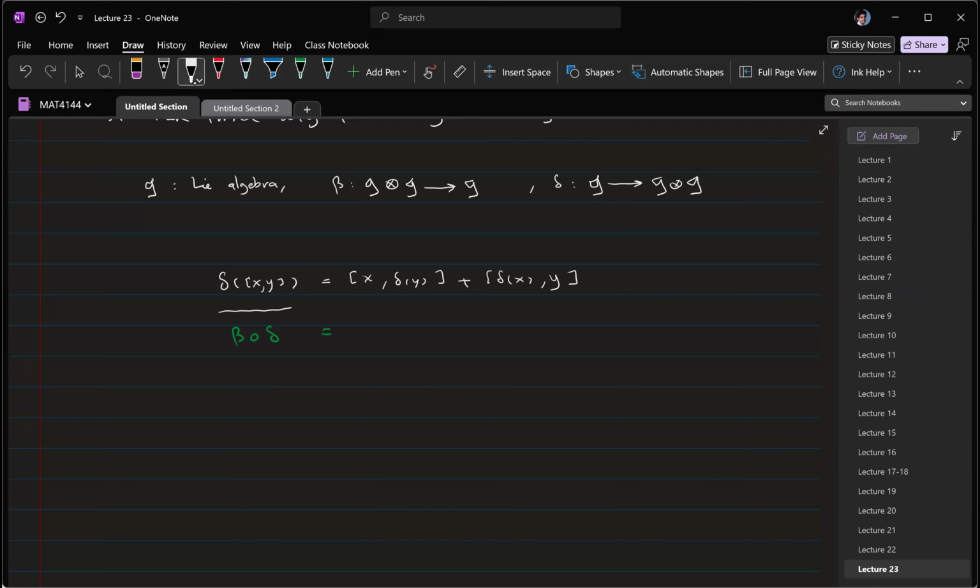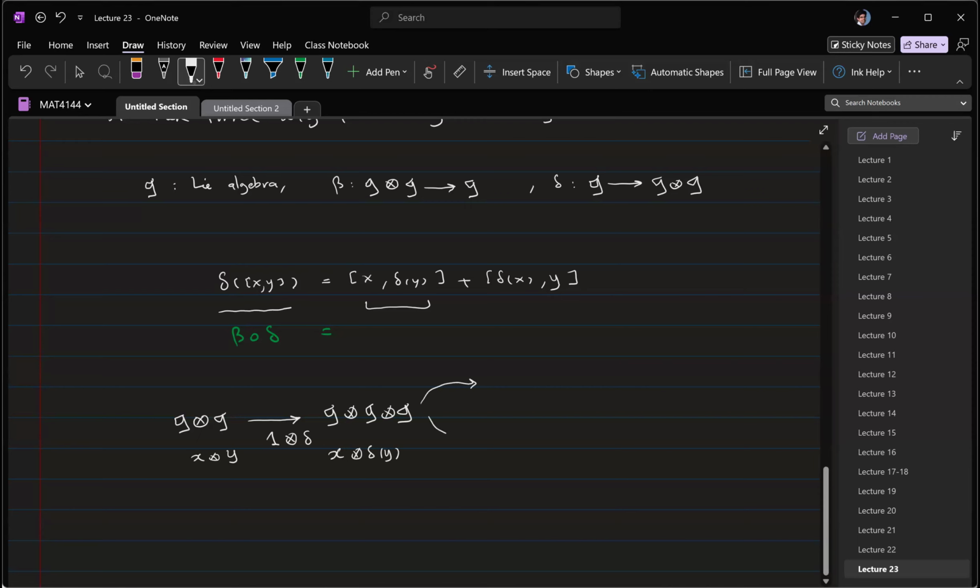So again, I have this x delta y, so I can start from some element in G tensor G, like x tensor y. And this time, first, I have to apply delta to the second component. So I should do identity map tensor delta to end up with x tensor delta y, noting that this is now an element of G tensor G tensor G. So this is really a 3 tensor. Okay. And now I should do two things, because this x should act on the first factor of delta y, tensor the second factor, plus x acting on the second factor, tensor the first factor.